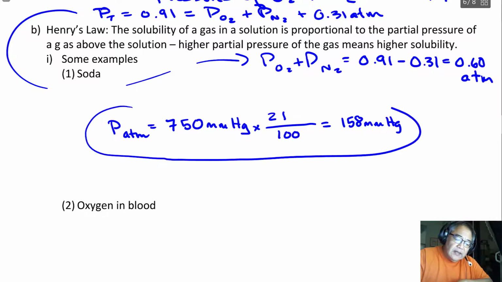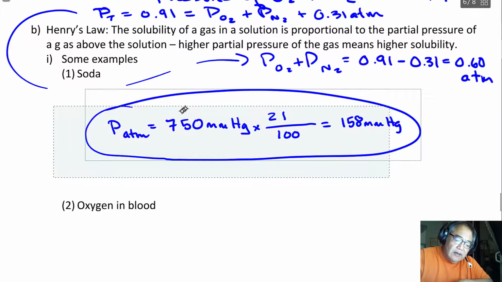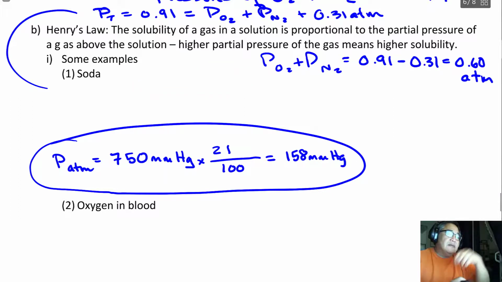This value right here is important in establishing how much oxygen will be in your blood, and that's related to this other law that's here. That's called Henry's law. So Henry's law says this: the solubility of a gas is proportional to the partial pressure of the gas above the solution.